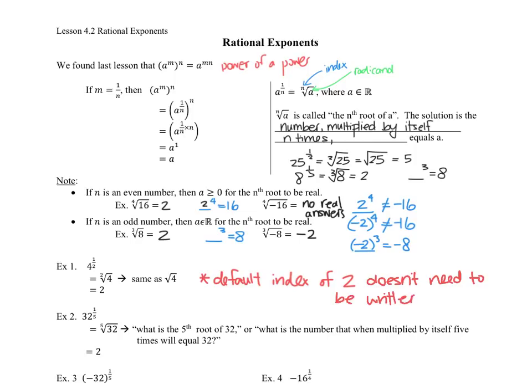Okay, it's like writing a coefficient of 1 in front of any variable. We know it's there, but we don't need to write it out. So if you have this example here, 32 to the exponent of 1 over 5, the fifth root of 32, it's asking what number, when multiplied by itself 5 times, will give you the answer of 32. So that answer is 2, right? 2 to the exponent of 5 equals 32.